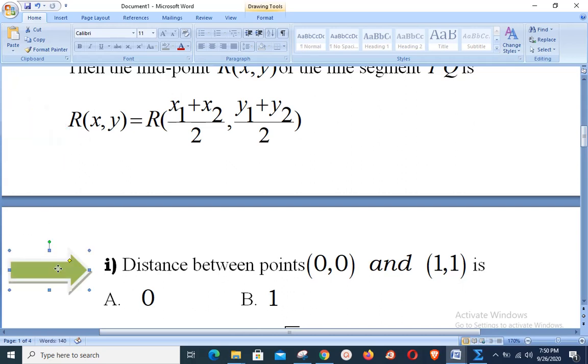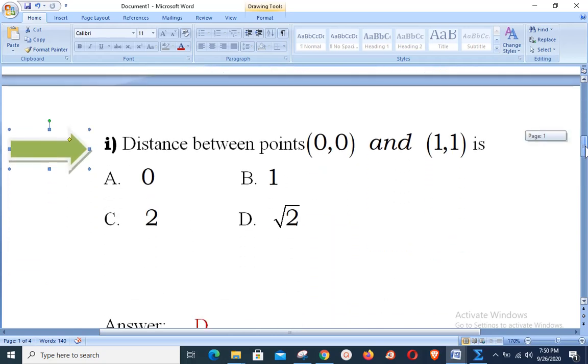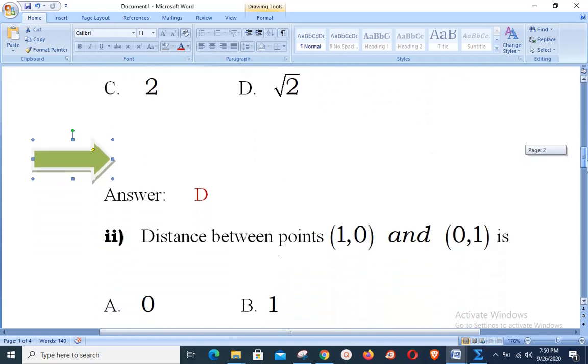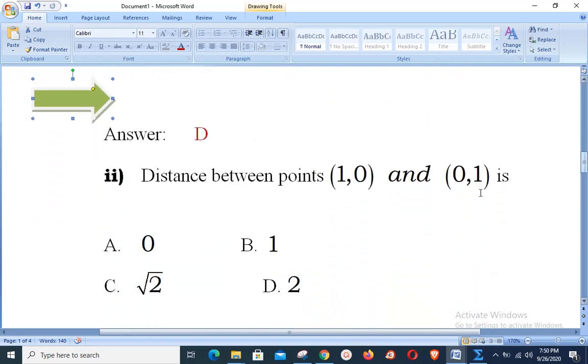Our first objective of unit number 9: the distance between points (0, 0) and (1, 1) is. Students, just apply the formula. It will be the square root of (1 minus 0) whole square plus (1 minus 0) whole square. Simplification will give you option D as the answer, and you can see option D is selected by just applying the distance formula.